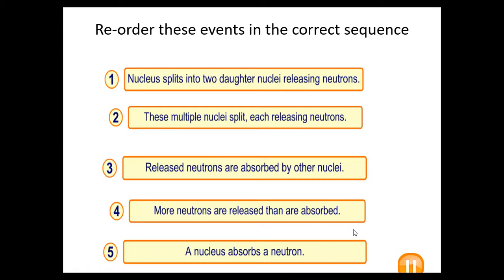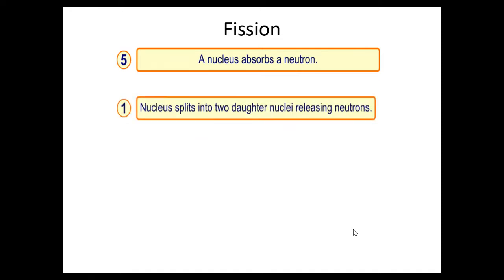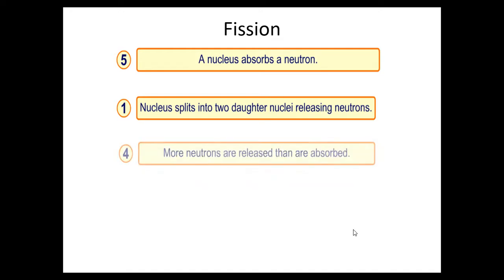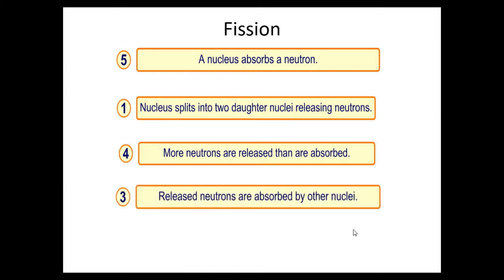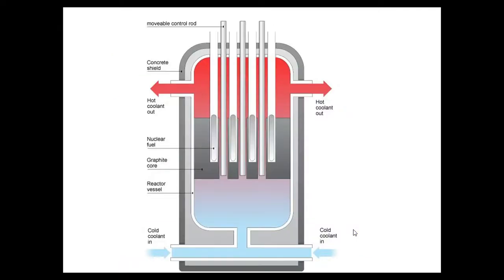Okay, let's go through it. So first up, a nucleus absorbs a neutron. Then it splits into two smaller nuclei, sometimes called daughter nuclei. Also, neutrons are released. More neutrons are released than absorbed. The released neutrons are absorbed by other nuclei. These multiple nuclei split, each releasing neutrons. And of course, every time there's a split, there's some energy being given off.